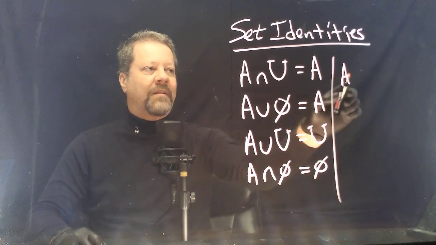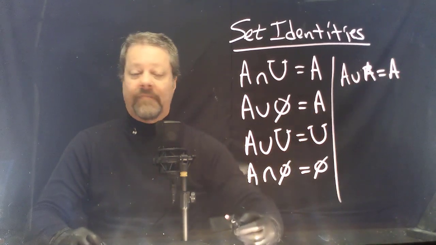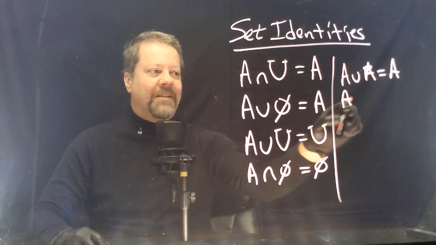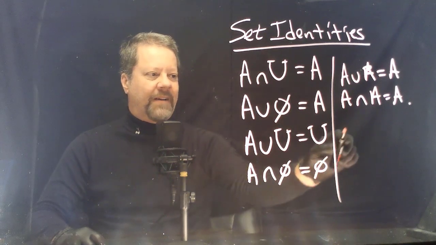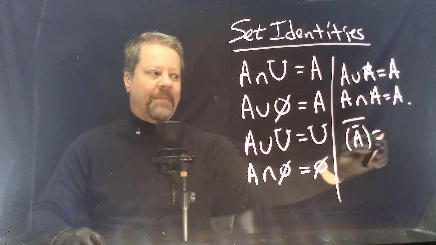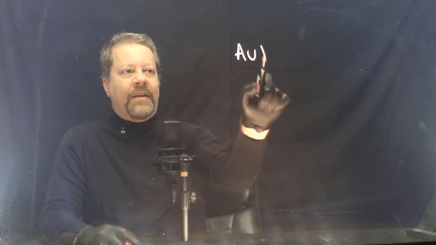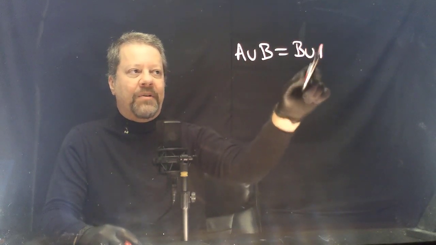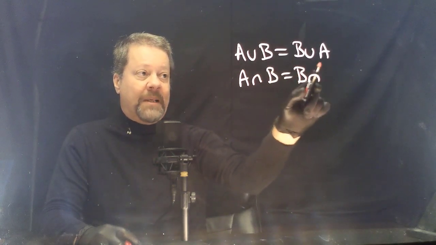Also, if you take the union of a set with itself, well, you get itself. Same thing with the intersection. And finally, if you take the complement of the complement, you end up back with A. There are also commutative and associative laws for the union and intersection. A union B gives you the same thing as B union A. A intersect B gives you the same thing as B intersect A.